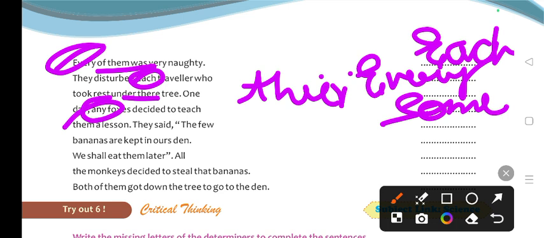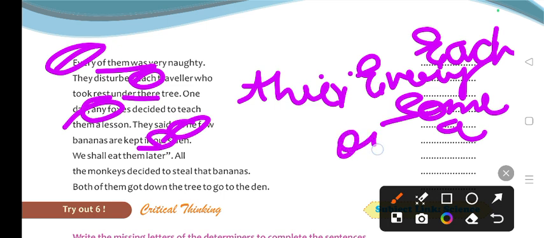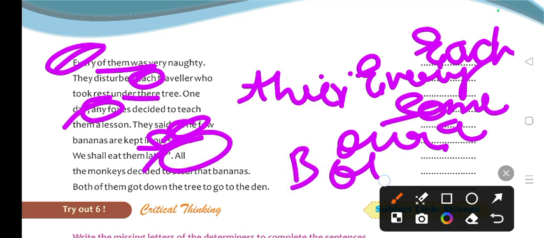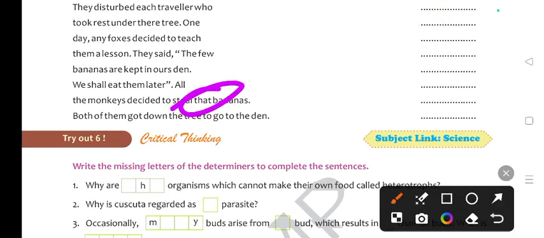They said the few bananas, they said the few no, a few. Okay, a few bananas are kept in our den, not ours. We will put here our den. Our den, we shall eat them later. All the monkeys, no, only 2 monkeys are there, so we put here both. Both the monkeys decided to steal those bananas. Okay, so we'll write here those bananas. Both of them got down the tree to go to their den.